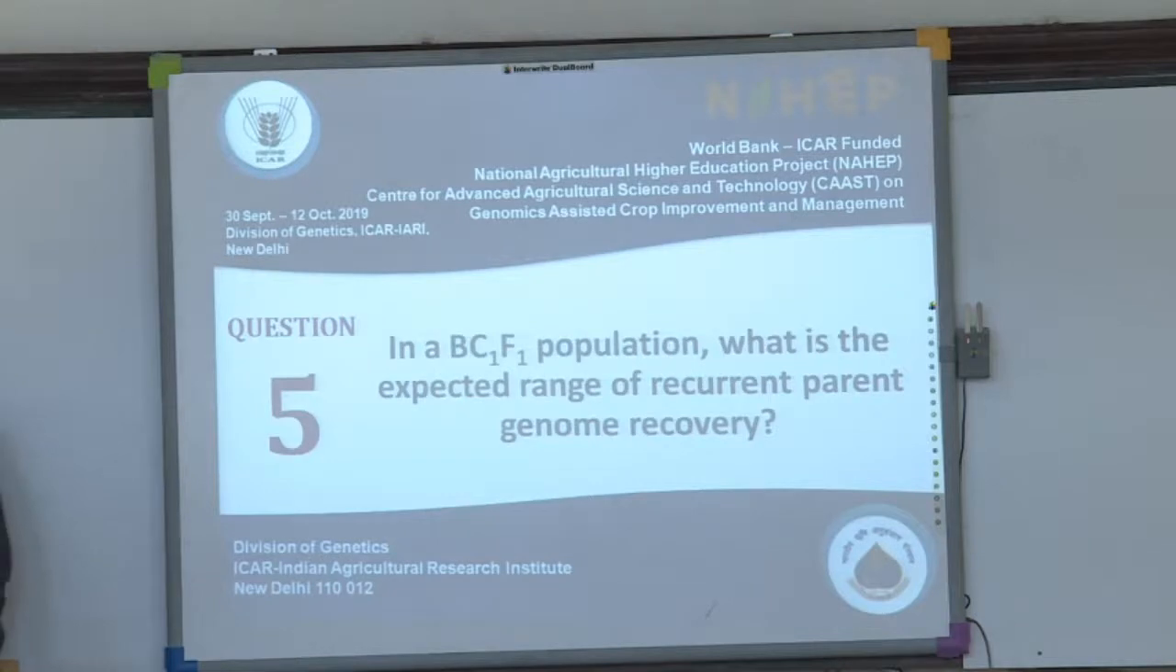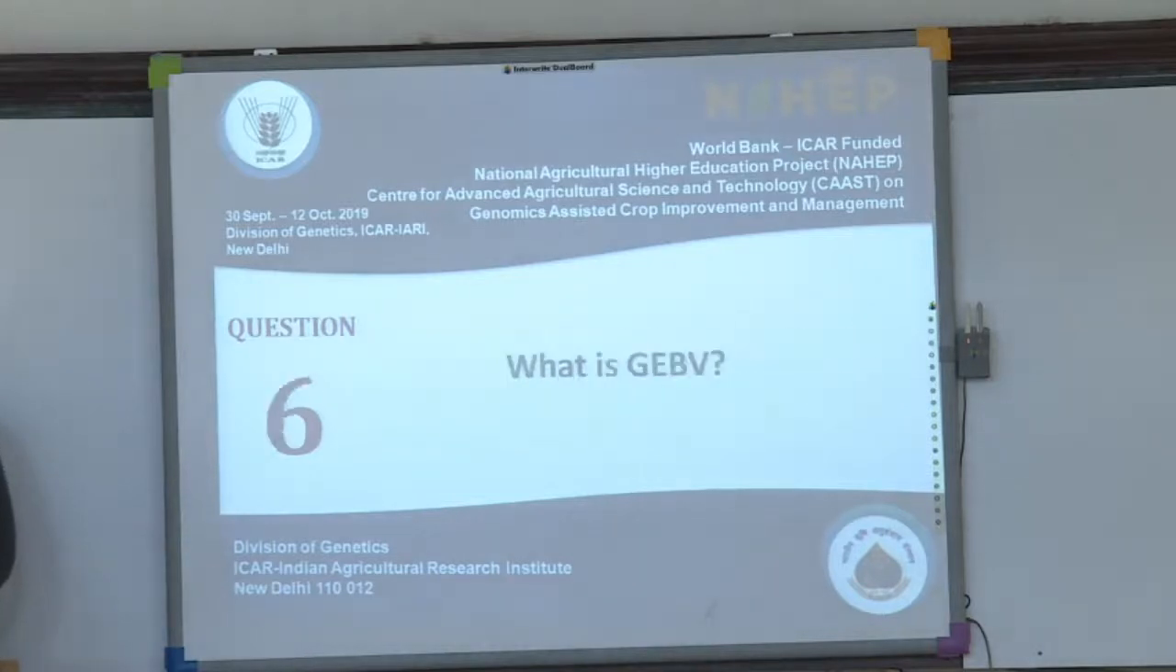The fifth question is, in a BC1F1 population, backcross 1 F1 population, what is the expected range of recurrent parent genome recovery? You just need to write the number or numbers, whatever it is. And the next one is, what is GEBV? What do you mean by that? And if you want to elaborate it, you can do that as well. Just a statement on what it means.